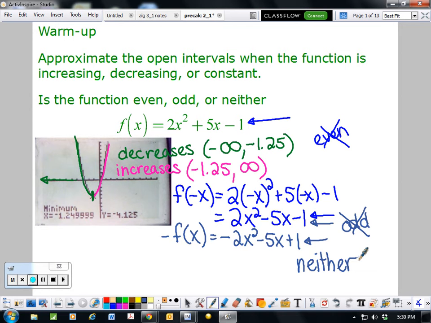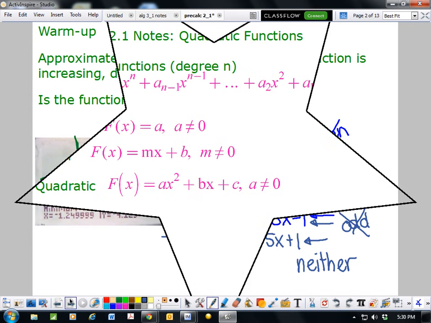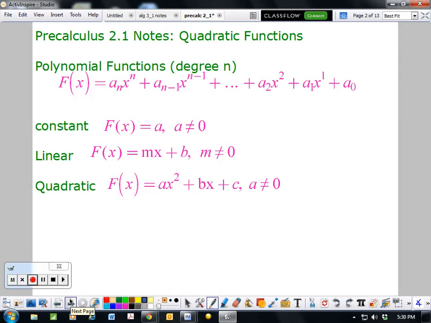Now we're going to jump into some chapter 2 content, and we're going to talk about quadratic functions. A quadratic function is a special type of polynomial function. Polynomial functions can be labeled by the degree of the polynomial, and the degree of the polynomial is the term with the highest exponent. So in this polynomial function, we have a degree of n because the power on my x is n, and that's the highest one. Then it just keeps going down, listed in what we call descending order.